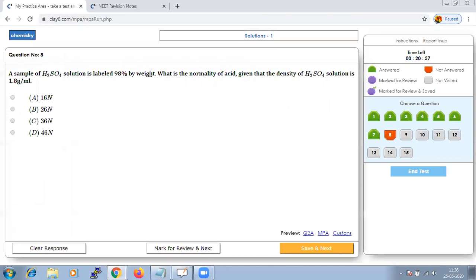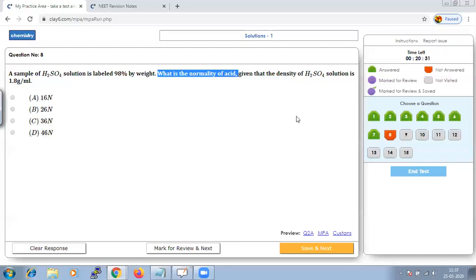And here, the only difference is that there they asked you molarity, and here they have asked us the normality. So once again, there should be a relation between the molarity and the normality. Normality will be equal to molarity into valence factor.